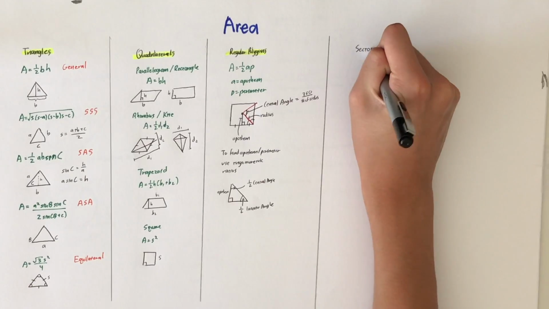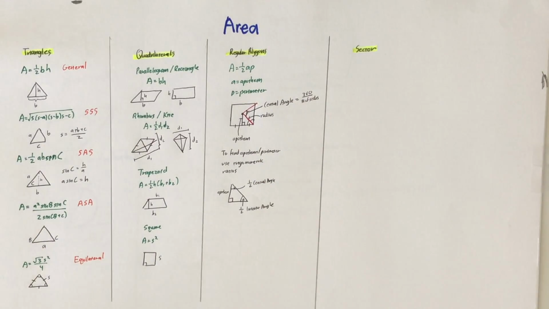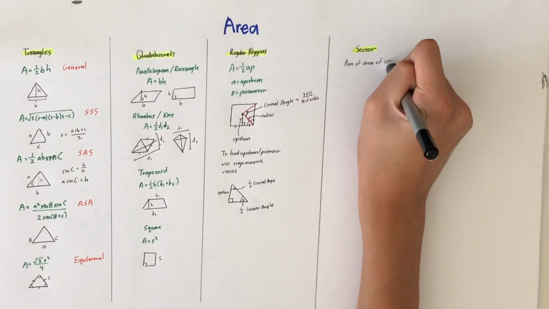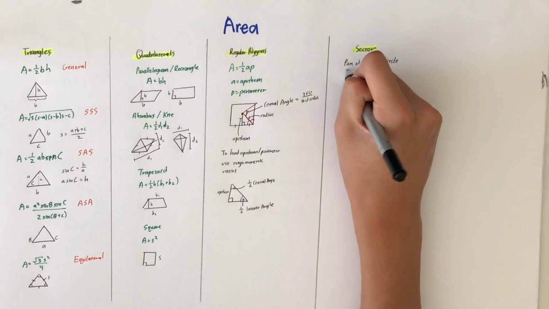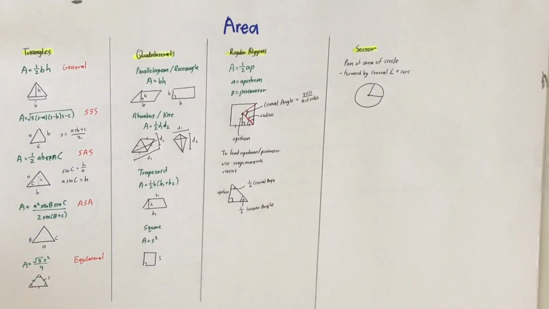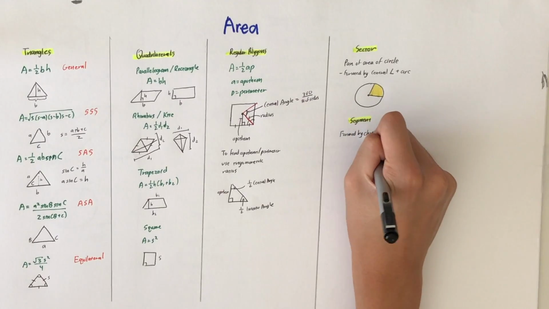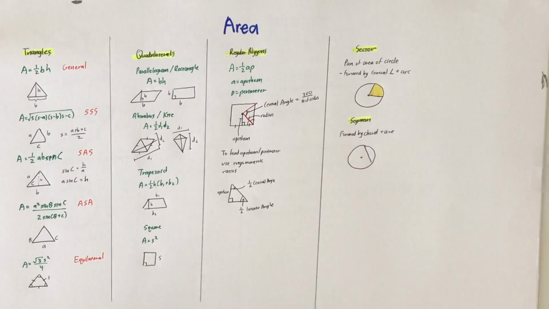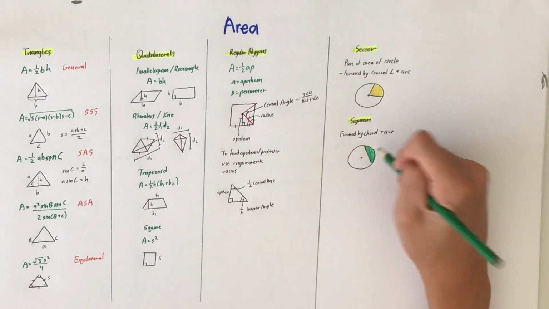Alright, so a sector is basically a part of an area of a circle. So a sector is formed by a central angle and its arc. So it's just a portion of a circle, like a slice of a pie. A segment is formed by a chord and its arc, so it's an even smaller part of a circle. So it's like this little green segment right here.